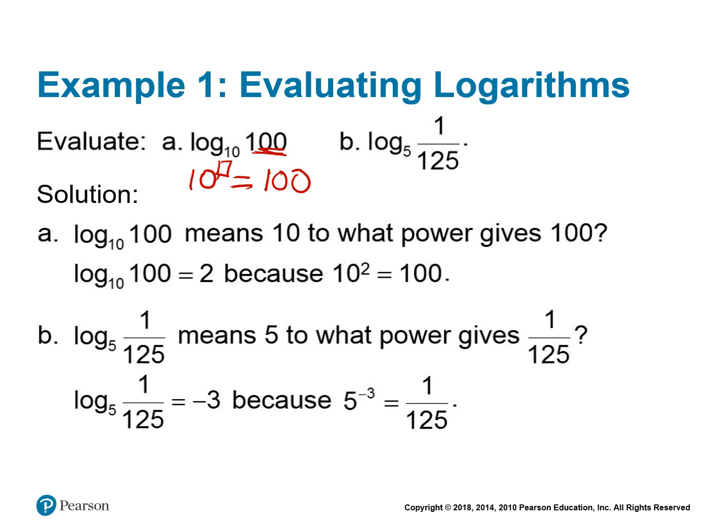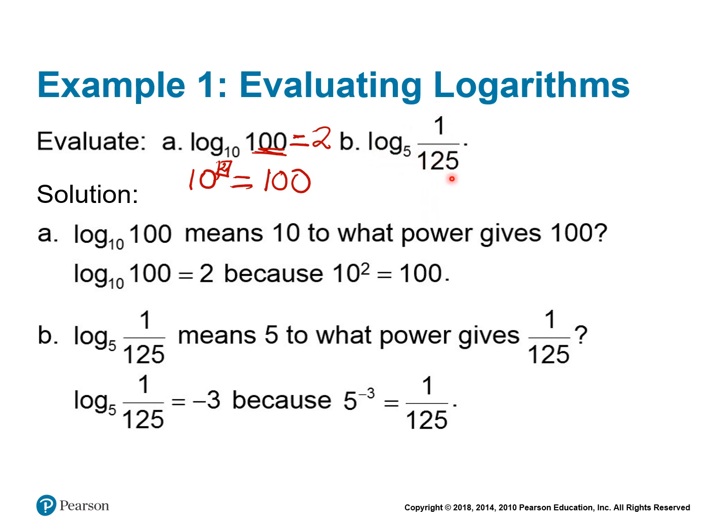10 to the power of what value is equal to 100. All right. So we have to fill in this box here, and that is going to be the answer of this logarithmic expression. So we know 10 to the power 2 gives us 100. So the answer is a 2. Okay. So we put a 2 inside the box. So the solution for part A says log base 10 of 100 means 10 to what power gives 100. So log base 10 of 100 is a 2 because 10 squared equals 100. Got it?